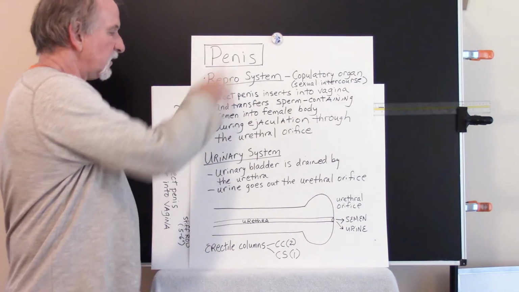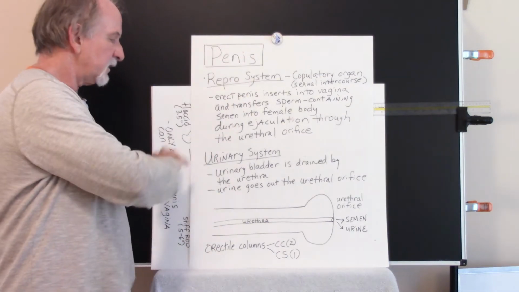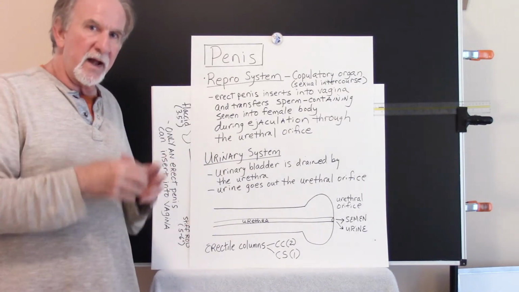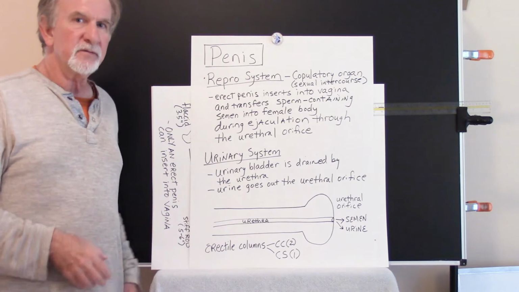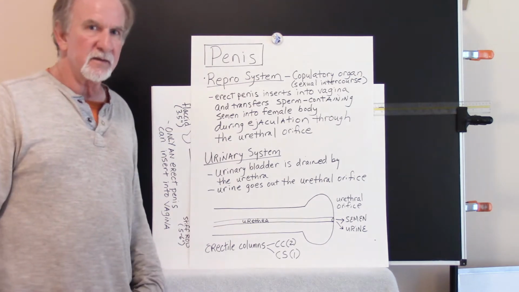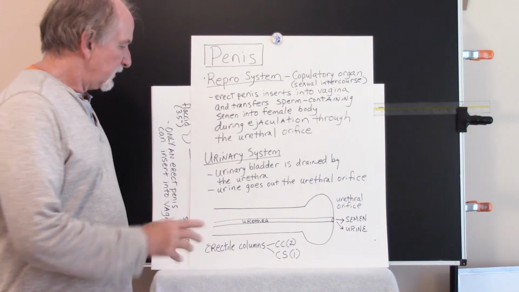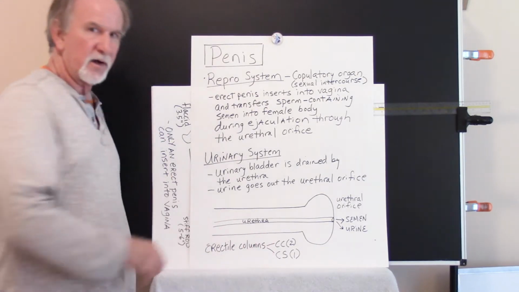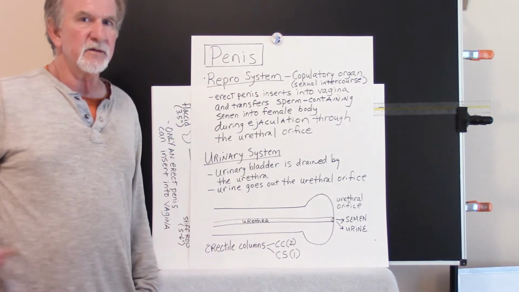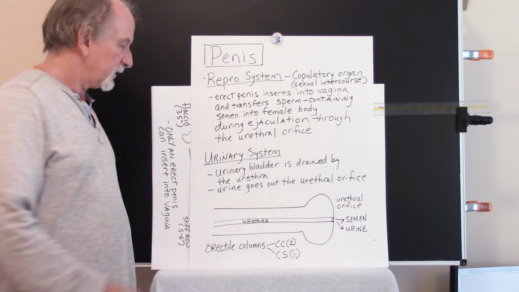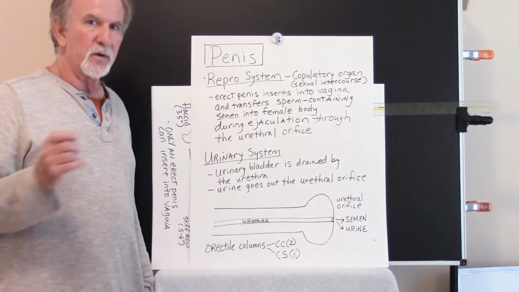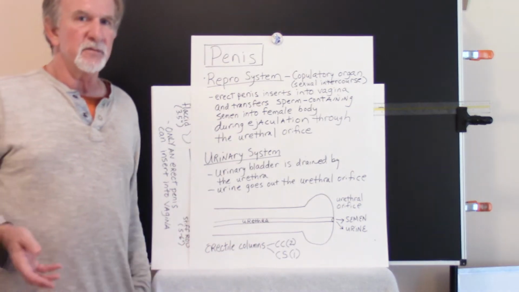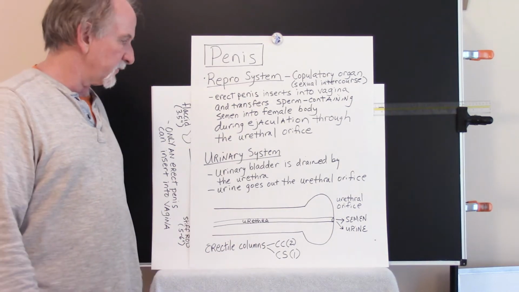The penis is also a component of the urinary system, and the urinary bladder is drained by the urethra, which runs the length of the penis. So I don't want you to forget about the erectile columns, and I talked about those in the lab video. There would be two of the corpora cavernosa and a single corpus spongiosum that the urethra goes through.